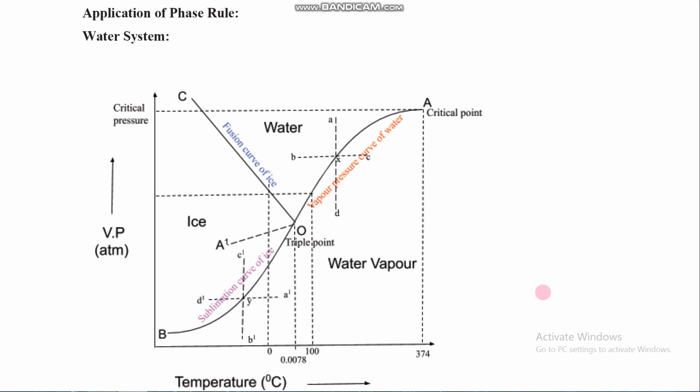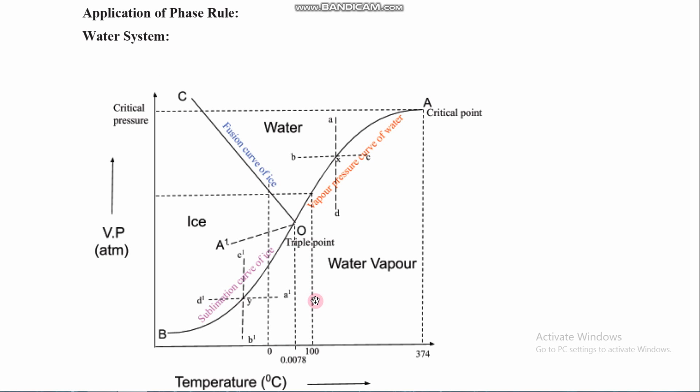Hello dear students, today we are going to learn application of phase rule. The first one is water system. In this topic we are going to study three points: one is significance of curves, second one is significance of area, and third one is triple point. Here the first one is significance of curve. This is the phase diagram of water system.